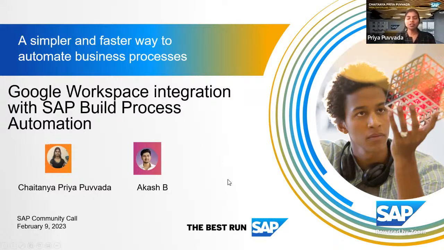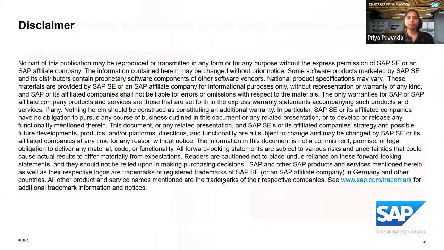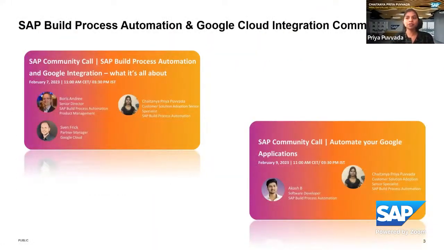In the previous community call, which was held on February 7th, you would have got an overview on how we integrate SAP Build Process Automation and Google Cloud applications. You have even learned the authorization mechanisms on how SAP Build Process Automation would automate all these cloud applications. So today's session is about detailing how you automate all your Google Workspace products like Google Slides, Google Drive, Gmail, Google Docs, and also Google Sheets.